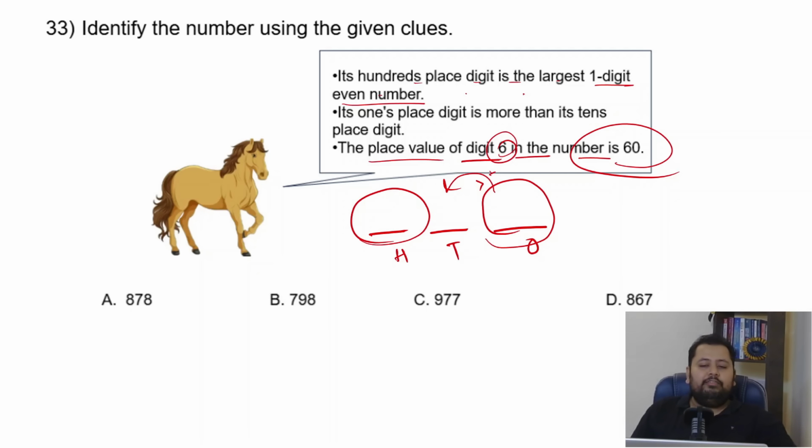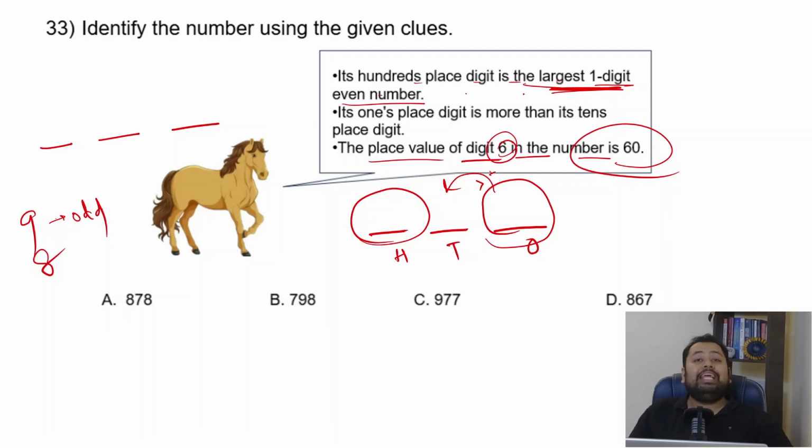Great. I hope you got this one correct. Again, maybe a little advanced, at least as compared to the first 30 questions. Questions 31 and 32 have been a little advanced, and 33 is on similar lines. Its hundreds place is the largest one-digit even number. So first of all, the largest one-digit number is 9. But 9 is an odd number, right? What is the largest one-digit even number? It is nothing but 8.